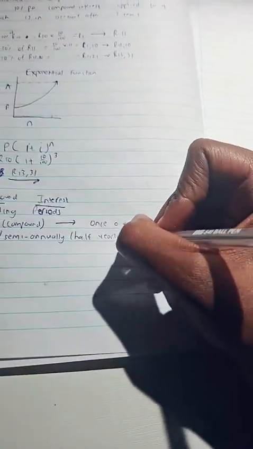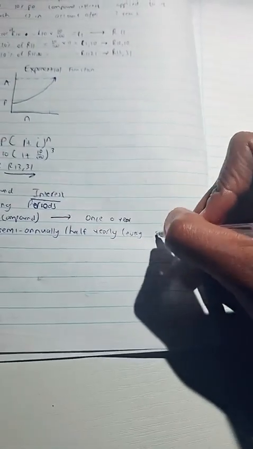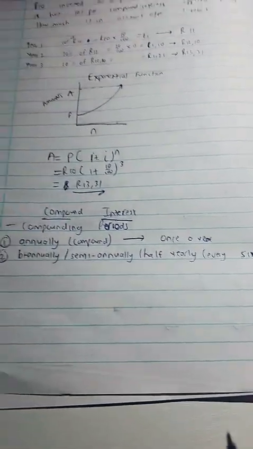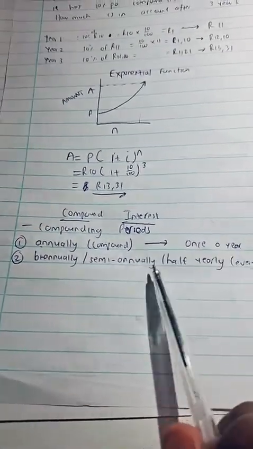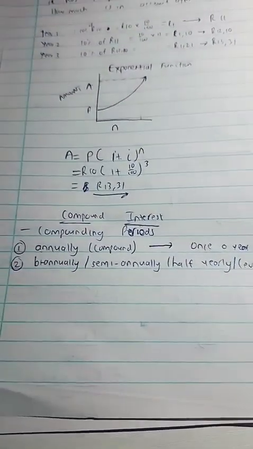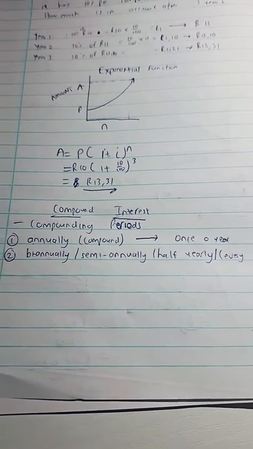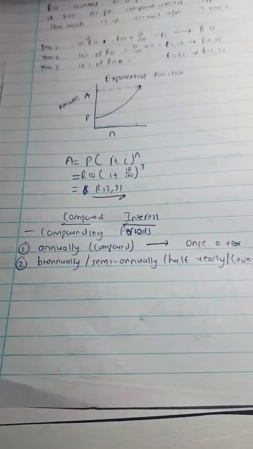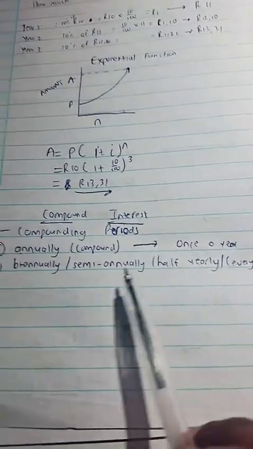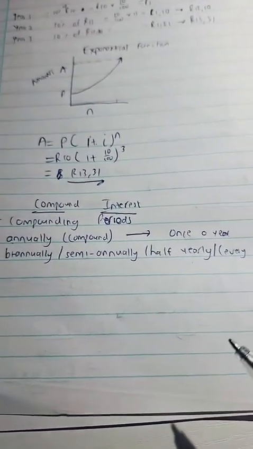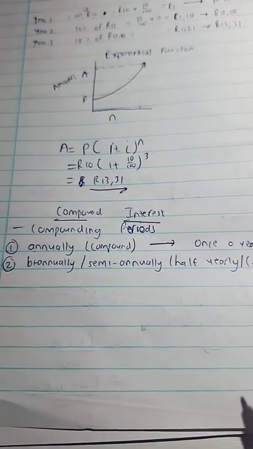Okay, which basically means every 6 months. Now you can count how many times that is a year and you can do the maths. So if we are saying biannually, semi-annually, half yearly, and all of these things basically mean every 6 months, you tell me how many times a year are we going to be adding interest into our investment? If annually means once a year, what does biannually, semi-annually, half yearly, or every 6 months mean? How often am I going to be adding interest to my account?